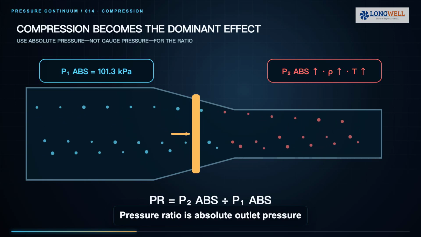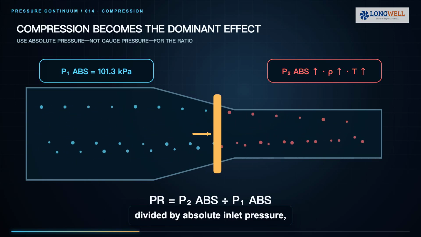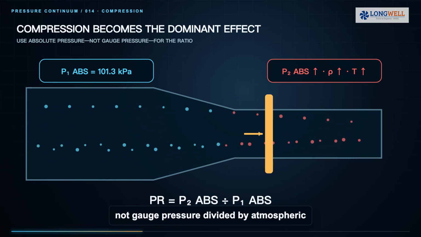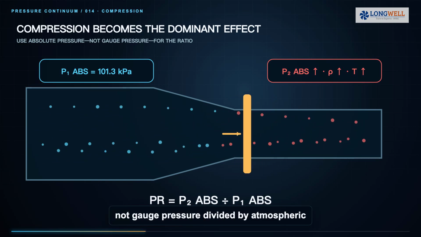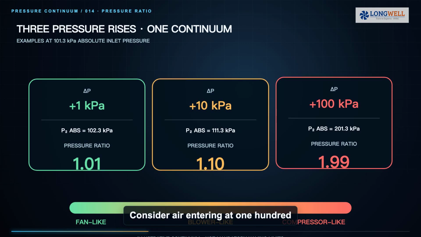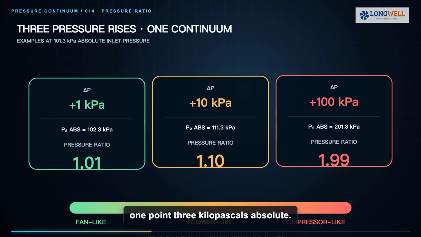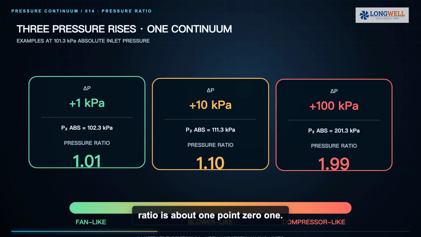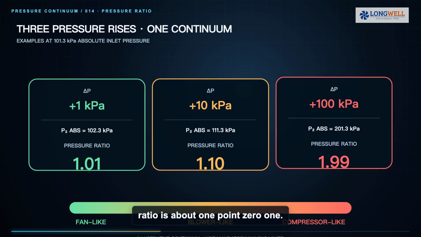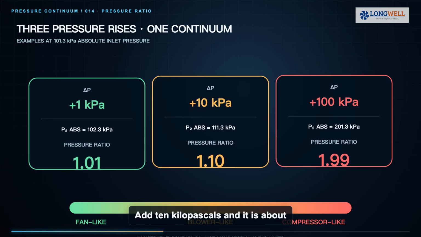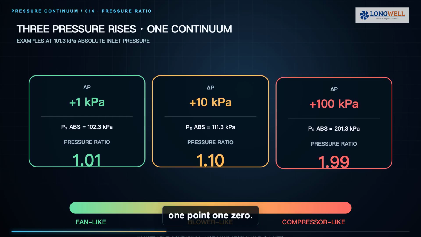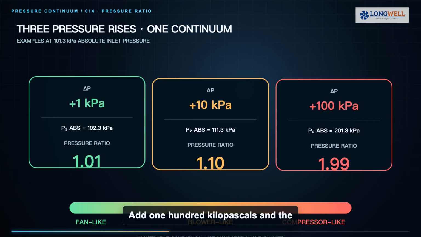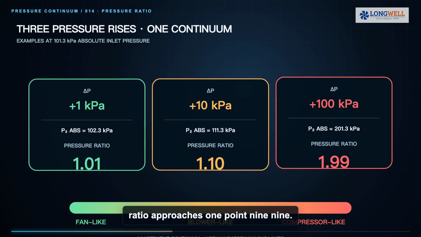Pressure ratio is absolute outlet pressure divided by absolute inlet pressure, not gauge pressure divided by atmospheric pressure. Consider air entering at 101.3 kilopascals absolute. Add 1 kilopascal and the pressure ratio is about 1.01. Add 10 kilopascals and it is about 1.10. Add 100 kilopascals and the ratio approaches 1.99.